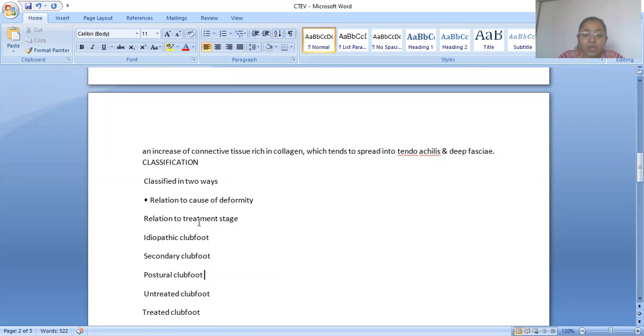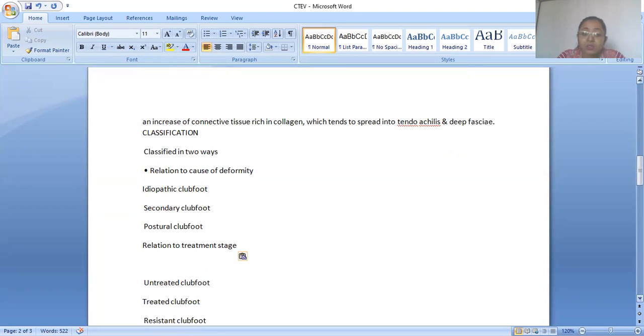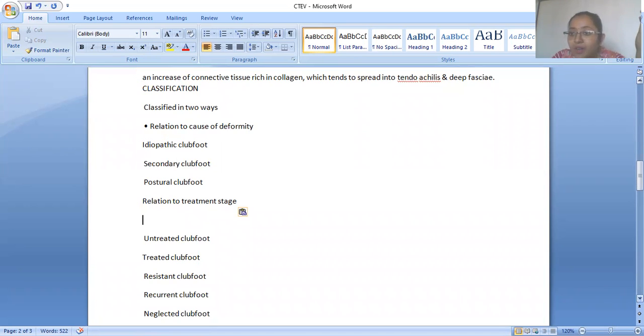On the basis of relation to the treatment, there are untreated clubfoot, if it hasn't been recognized at the time of birth or during the developmental stage of the child, and it hasn't been treated. That type of clubfoot will be classified as untreated clubfoot. Then treated clubfoot, then resistant clubfoot.